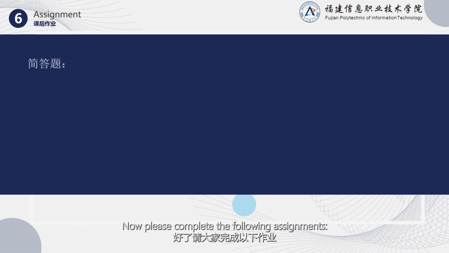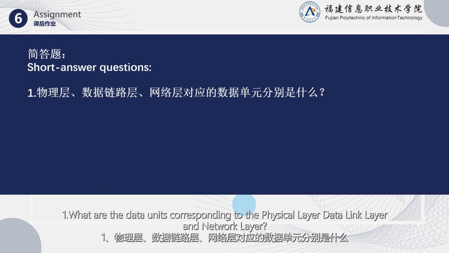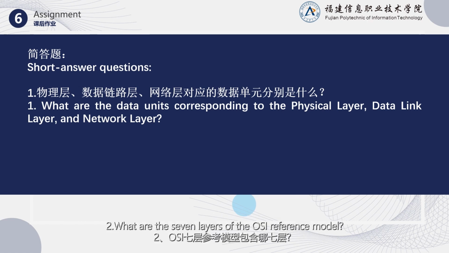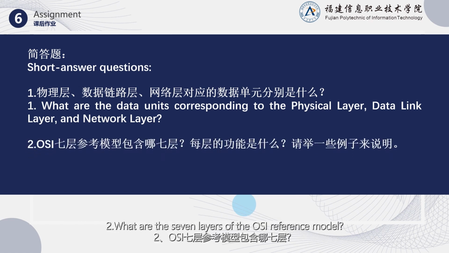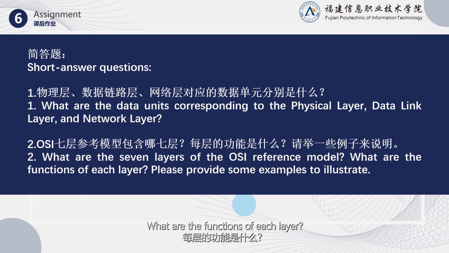Now, please complete the following assignments. Short answer questions. 1. What are the data units corresponding to the physical layer, data link layer, and network layer? 2. What are the 7 layers of the OSI reference model? What are the functions of each layer? Please provide some examples to illustrate.